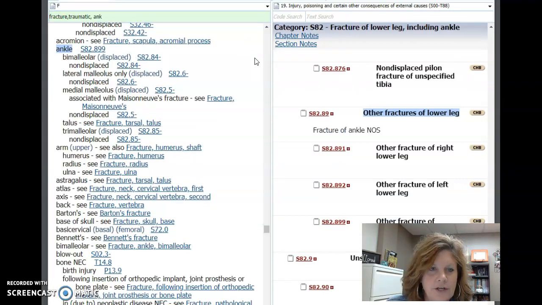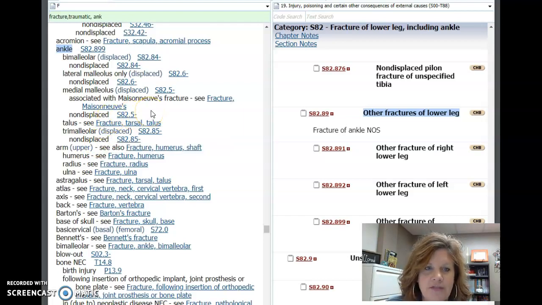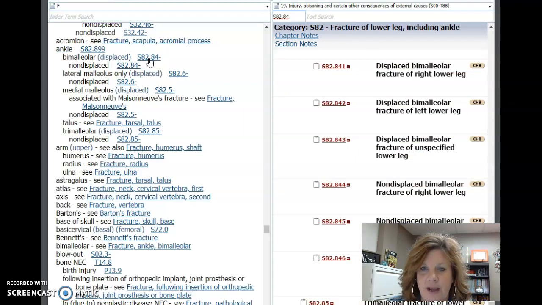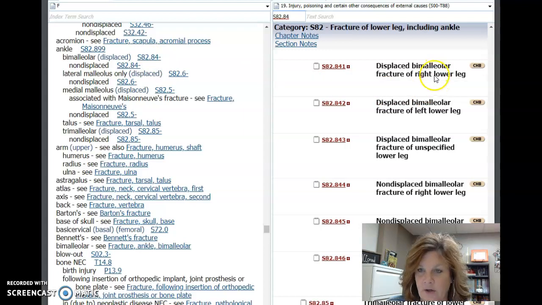And this one here, we talked about the ankle. I'm not happy with the direction they took students on this one because they really want you to go to lower legs so we get extra digits. But let's just write in your books that this was a bimalleolar fracture. So you're going to look at S82.84 in your index. And we know again this was the right ankle, so I'm looking at S82.841.